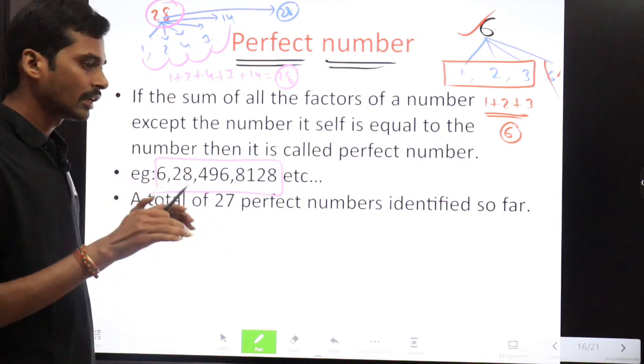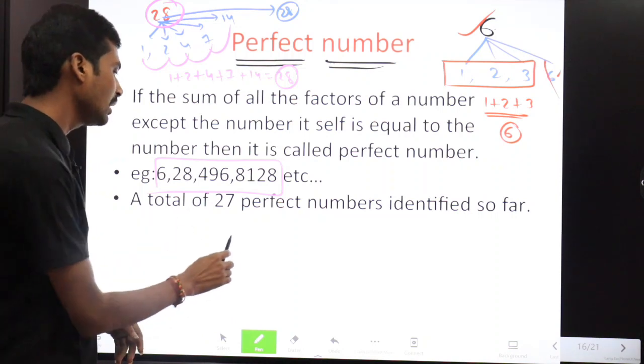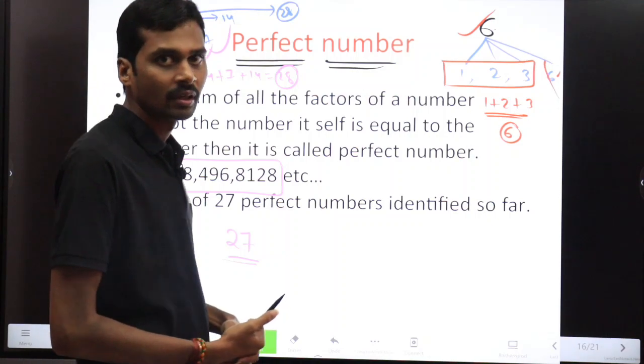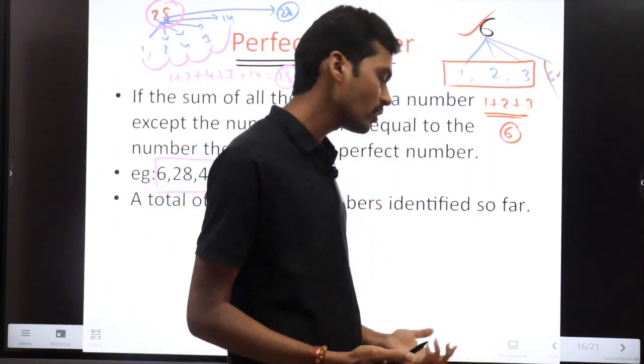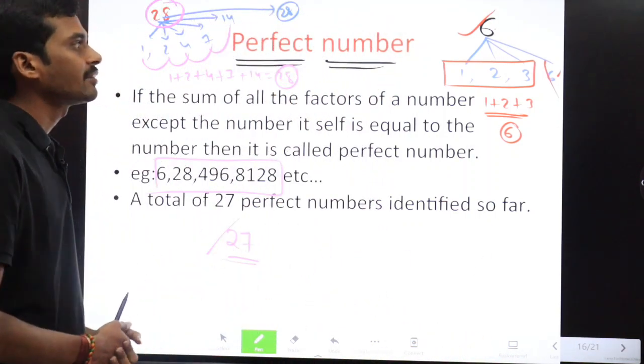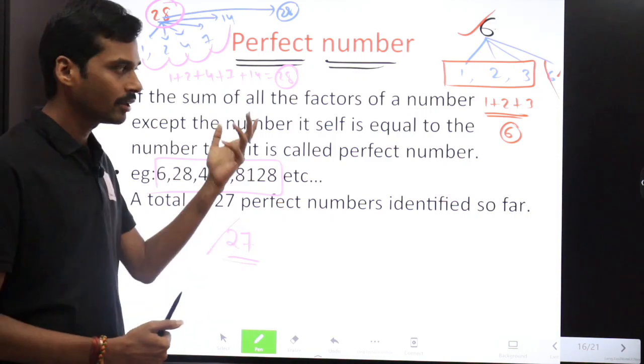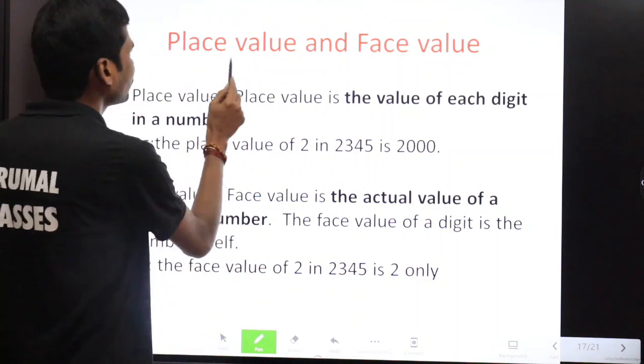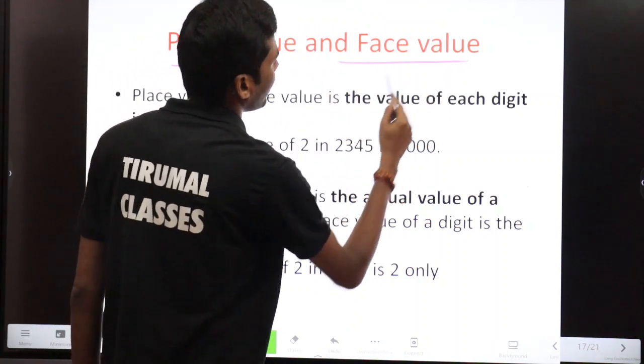By the way, till now we have found out that only 27 perfect numbers exist in the universe of numbers. Okay, by the way, you remember the definition. Okay, the next one is place value and face value.